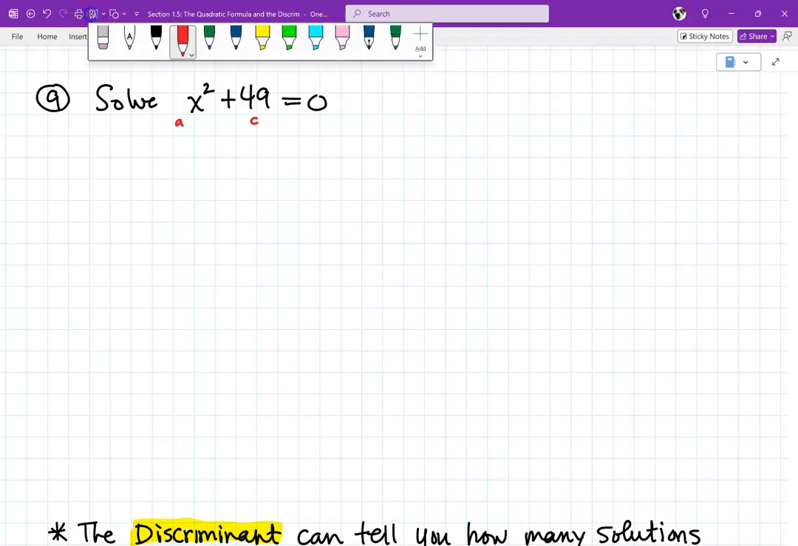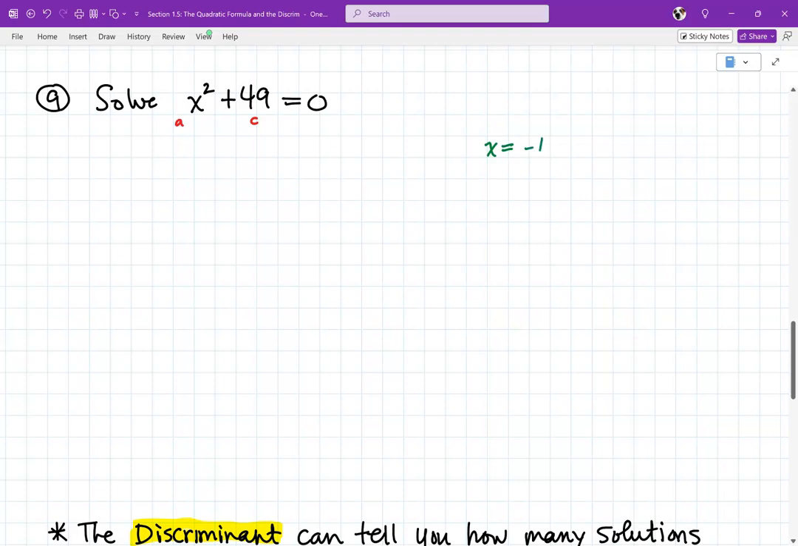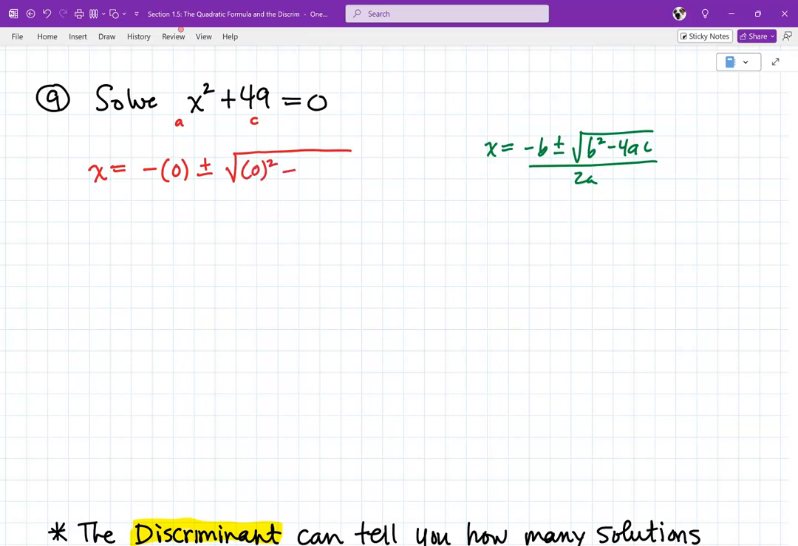Okay? Again, I'm going to write down the formula just so we have it. X equal to negative B plus or minus the square root of B squared minus 4AC all over 2A. Here we go. X is equal to negative B. Well, there is no B, so negative 0 plus or minus the square root of B squared, that's 0 squared, minus 4 times A, which is 1, times C, which is 49, all over 2A, which is 2 times 1. Well, negative 0 doesn't exist. So X is equal to plus or minus. That's all that's left. 0 squared is 0.